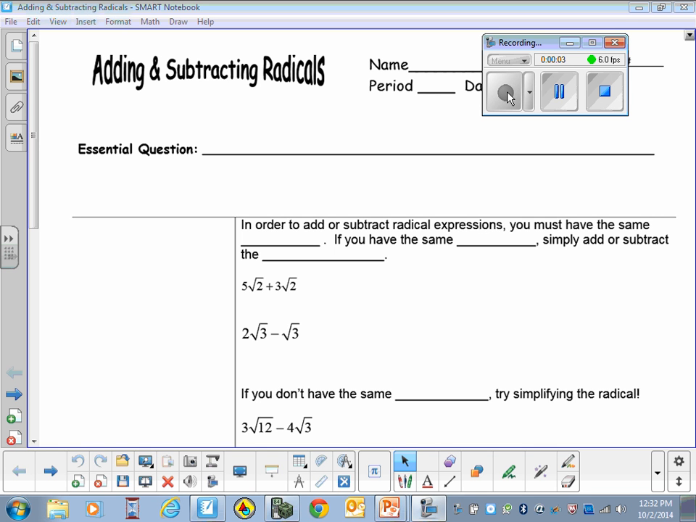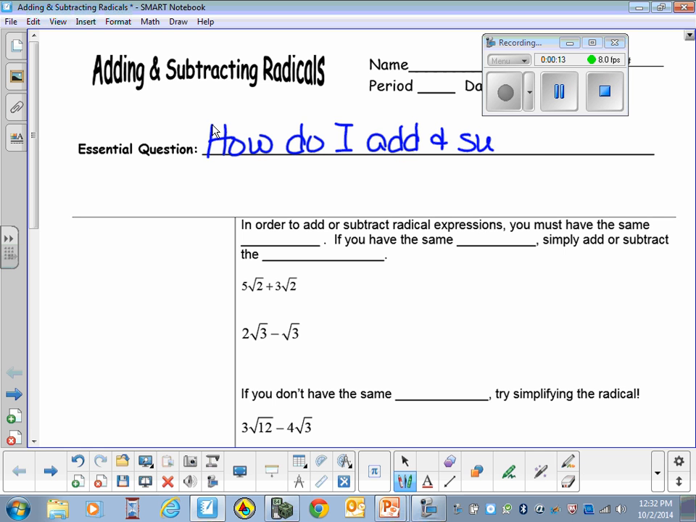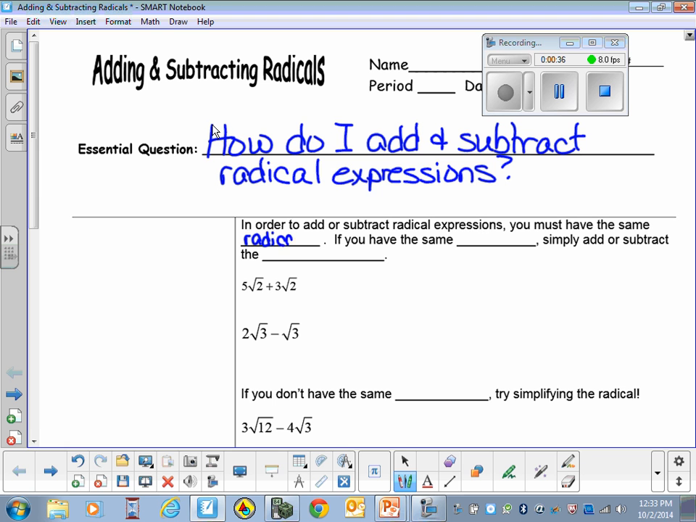and subtracting radical expressions. So our essential question is, how do I add and subtract radicals? In order to add or subtract radical expressions, you have to have the same radicand. Remember, a radicand is the number under the radical symbol.